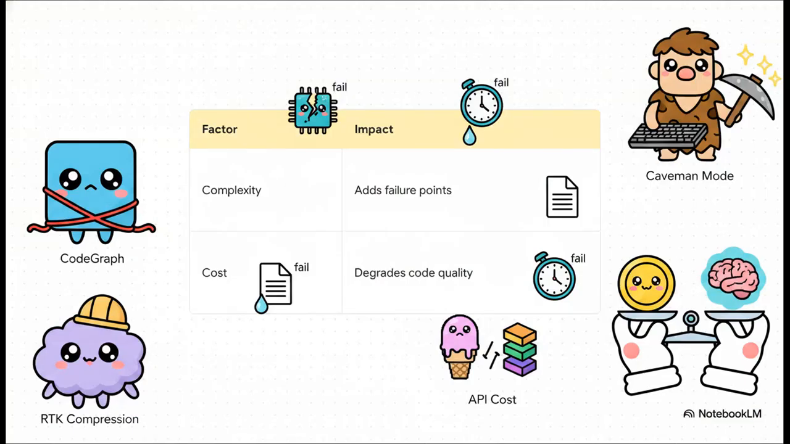Ultimately, this is the core senior developer lesson you need to take away today. Every single tool we discussed, CodeGraph, RTK compression, Caveman mode, they all add a layer of complexity. You're introducing multiple failure points that you now have to juggle: a stale index, a dropped log, an over-trimmed context window. You are constantly balancing the cost of API usage against the quality and accuracy of the code being generated.